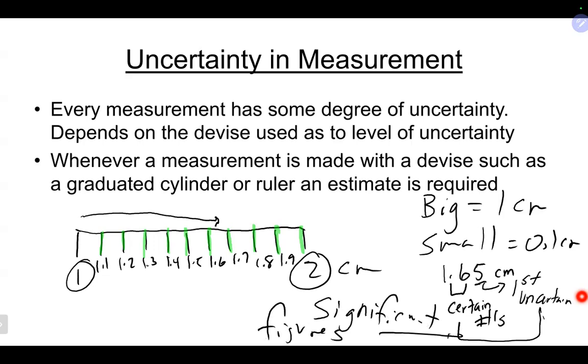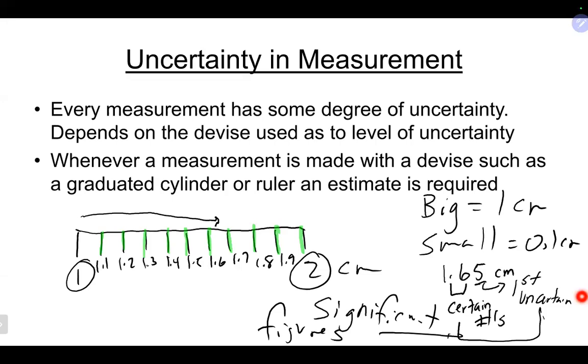Which means this measurement here would have how many significant figures? It would have 3. All of it would be significant. It has the 2 certain values, the first uncertain value, and that would represent how many significant figures this measurement has.